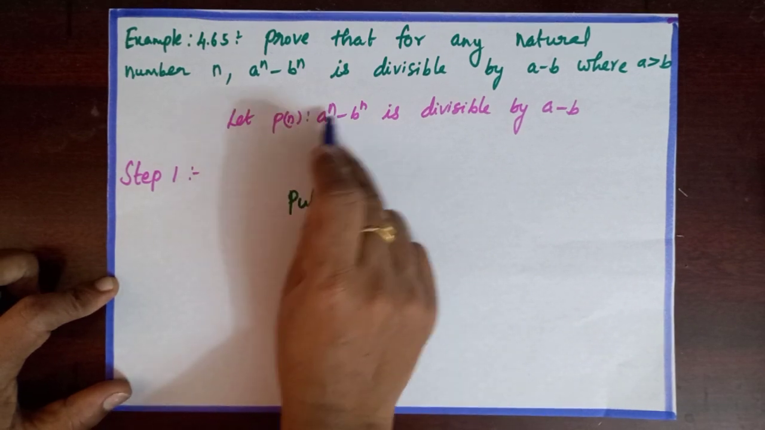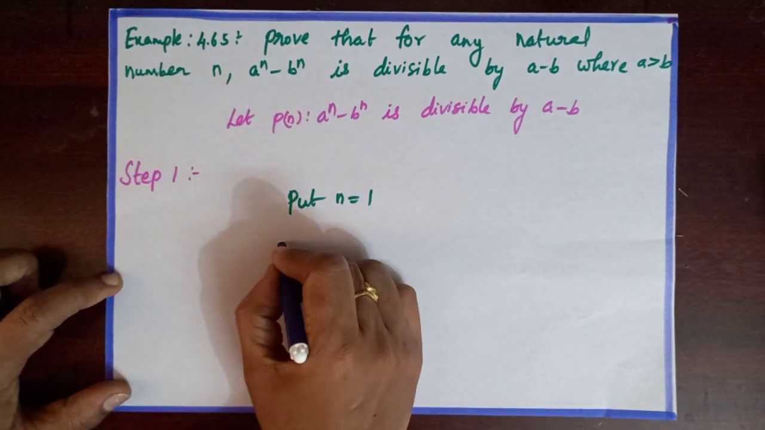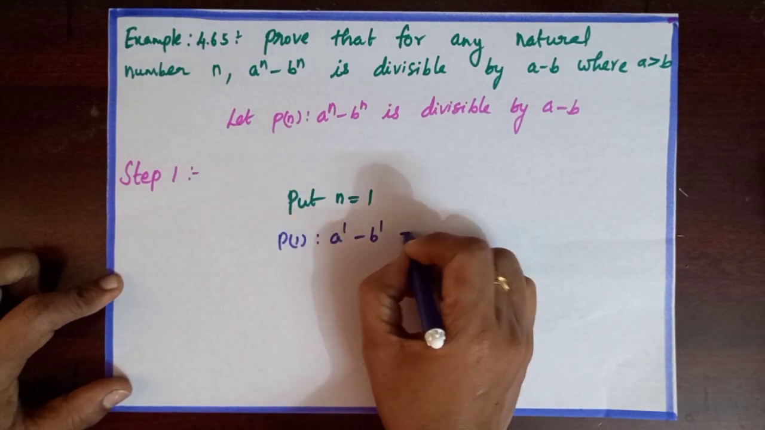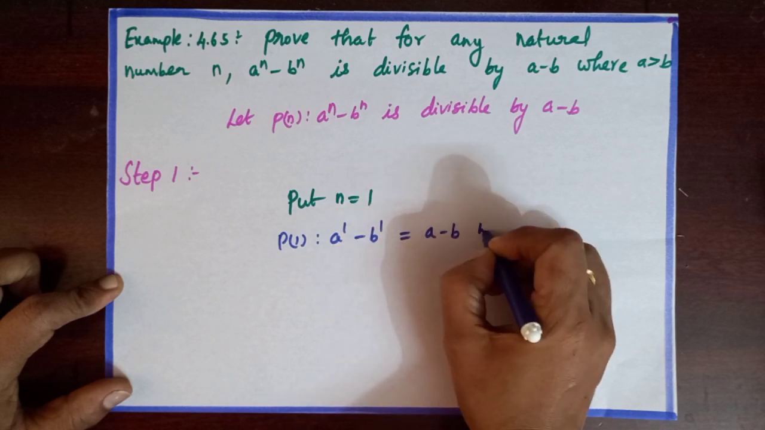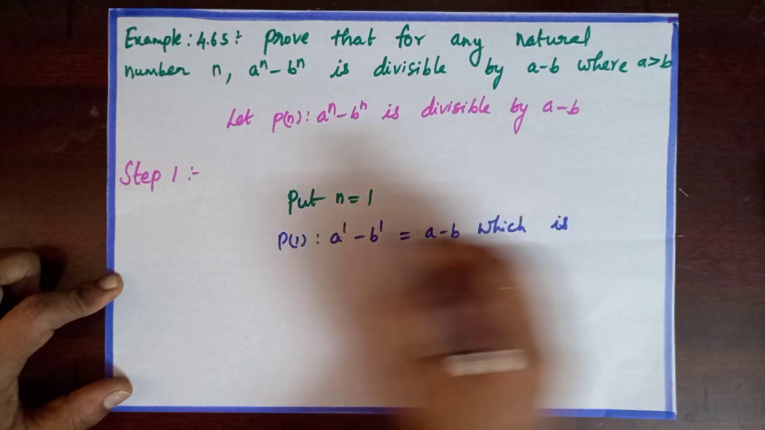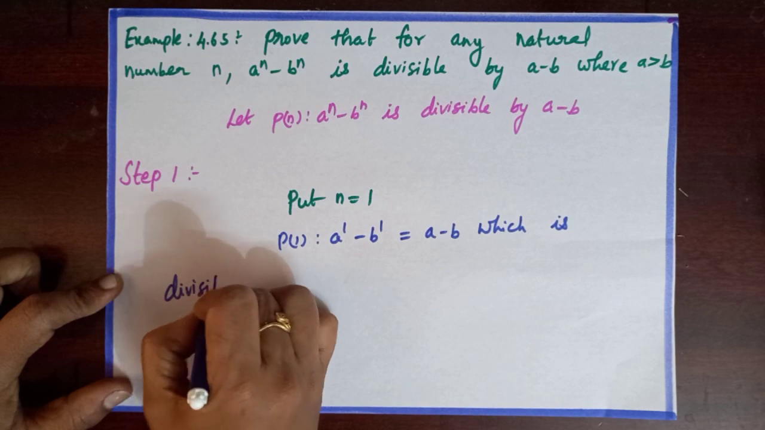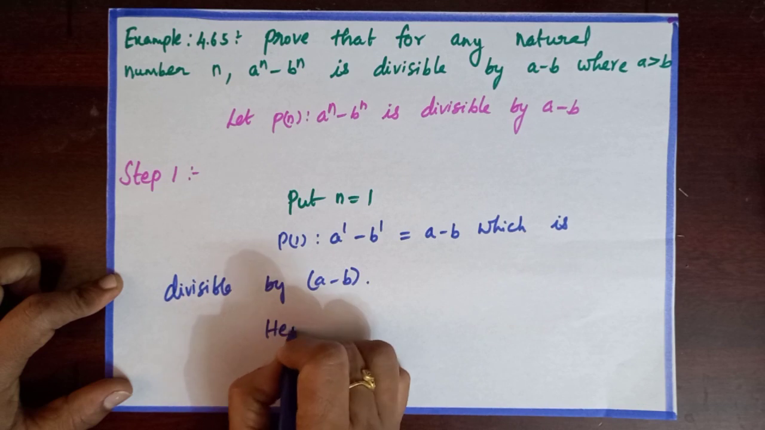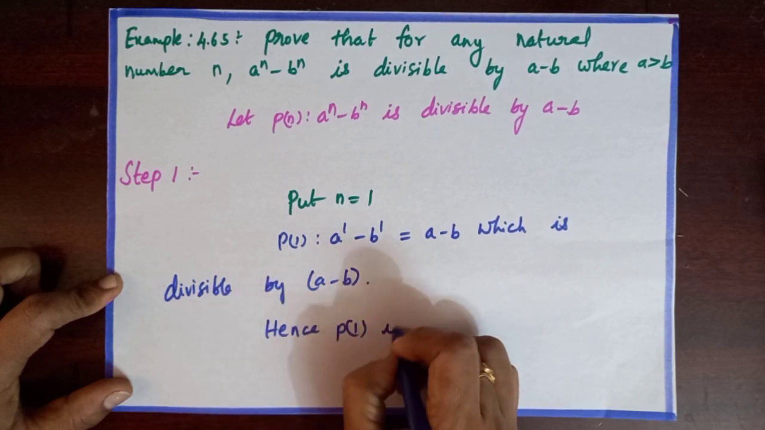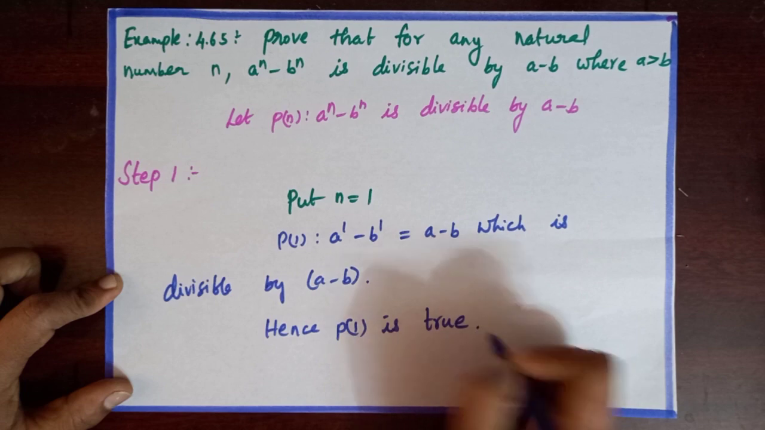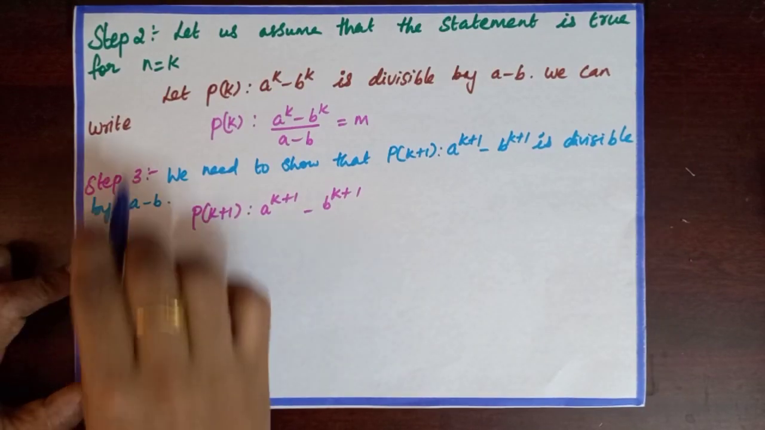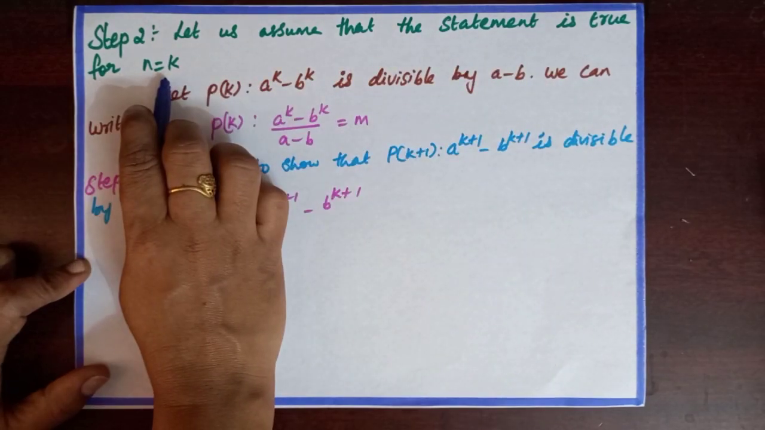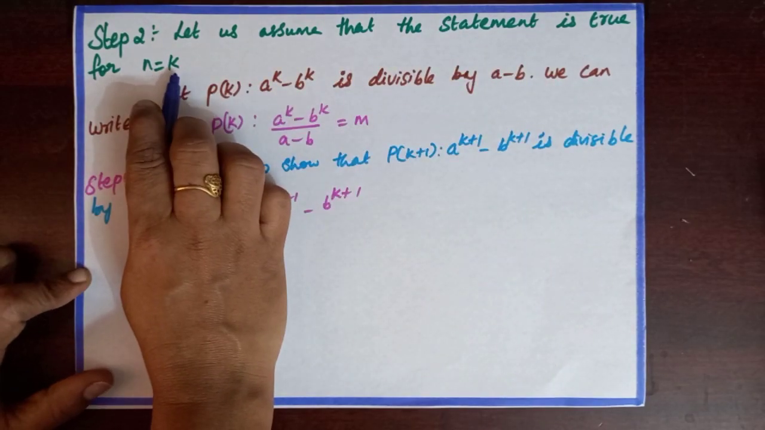In the place of n, we need to substitute 1. Then we get p of 1 is a power 1 minus b power 1, which is equal to a minus b, which is divisible by a minus b. Hence p of 1 is true. Step 2. Let us assume that the statement is true for n equal to k. Now in the place of n we need to substitute k.